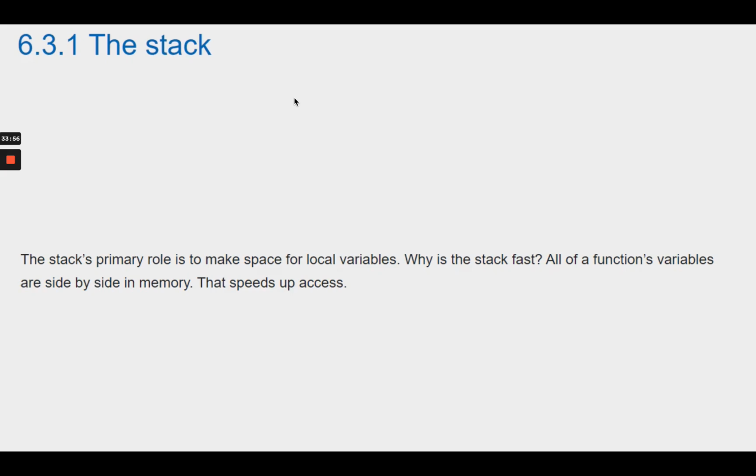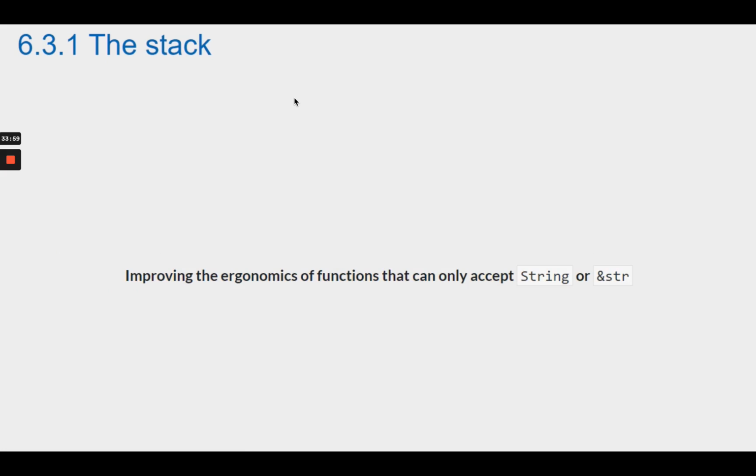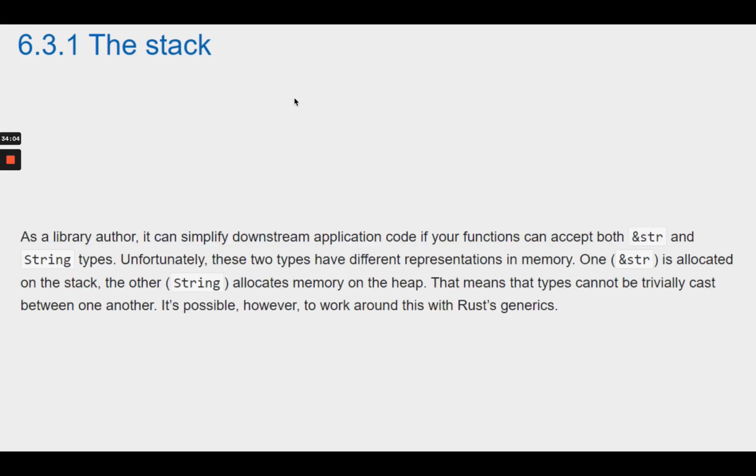That speeds up access, improving the ergonomics of functions that can only accept String or &str. As a library author, it can simplify downstream application code if your functions can accept both &str and String types. Unfortunately, these two types have different representations in memory. One, &str, is allocated on the stack. The other, String, allocates memory on the heap. That means that types cannot be trivially cast between one another. It's possible, however, to work around this with Rust generics.